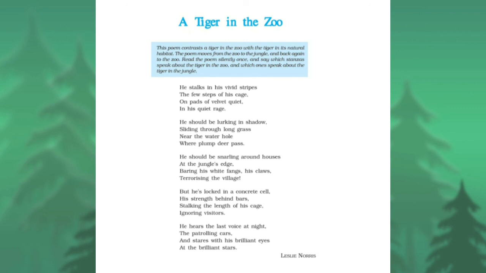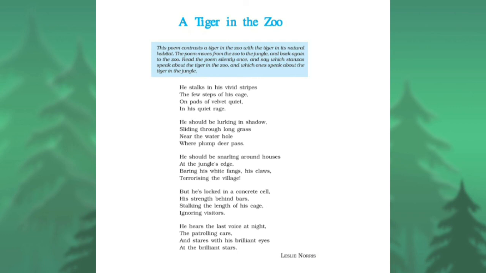Whatever the tiger can do in the jungle freely, he cannot do in the cage, and he ignores the visitor. Okay, and then at night, how does he spend his night? He hears every day the last voice of the patrolling car, and then he looks at the stars with his brilliant eyes. And what is the tiger supposed to do in the jungle? He should be lurking, that is hiding in the shadow, sliding through the long grasses, in order to catch its prey, basically the prey which comes near the water hole, that is plump deer, fat deer.